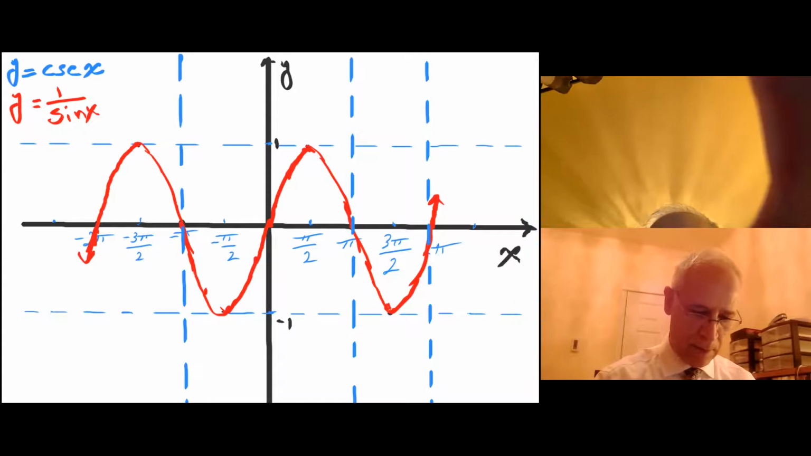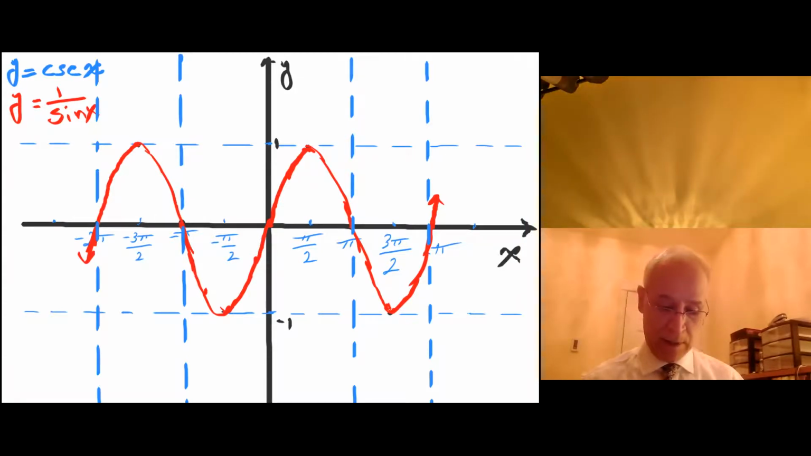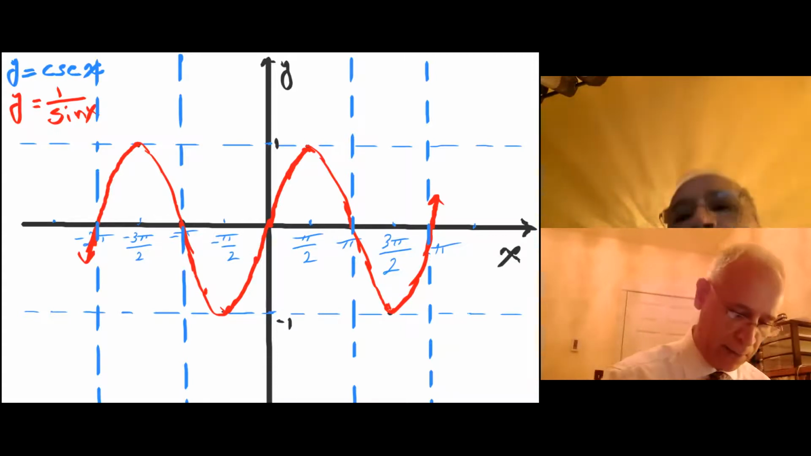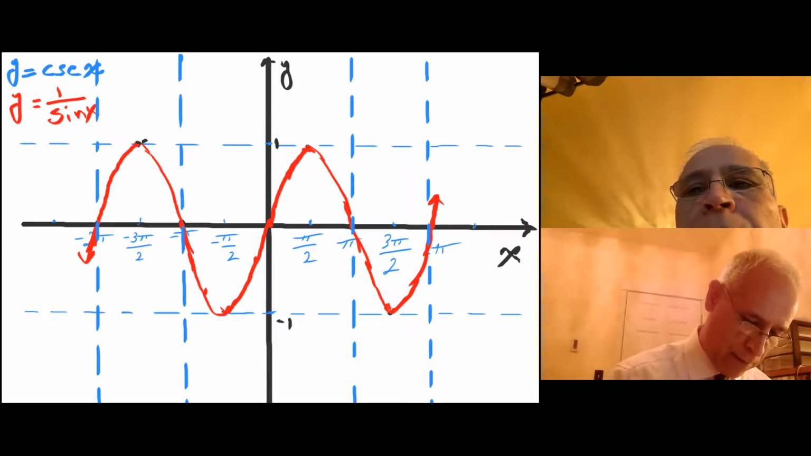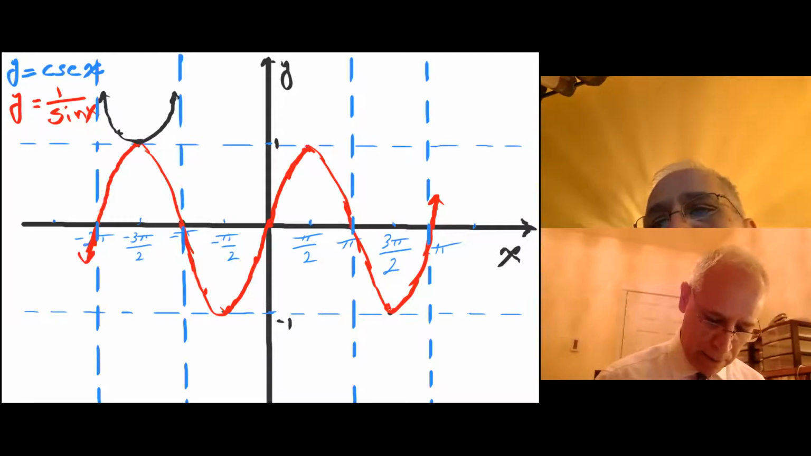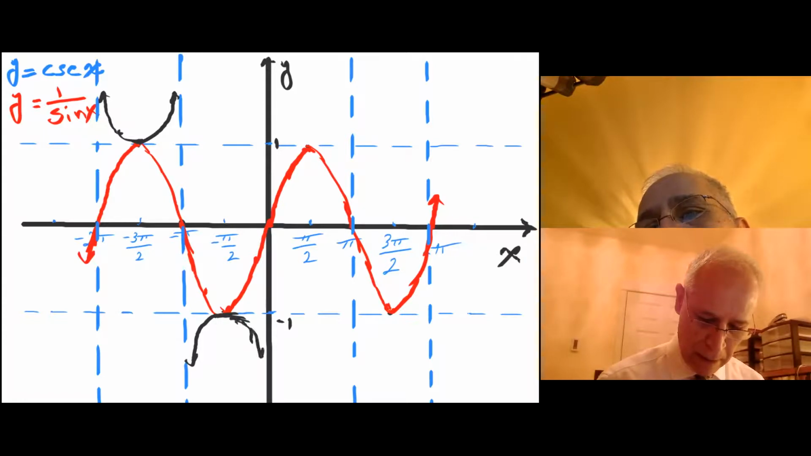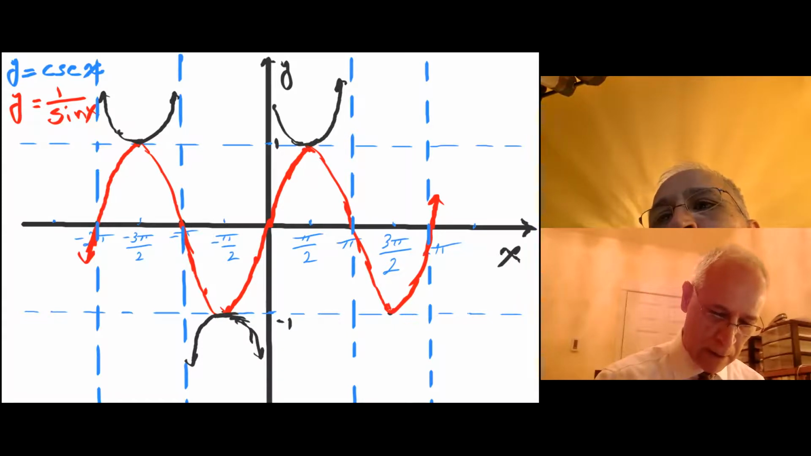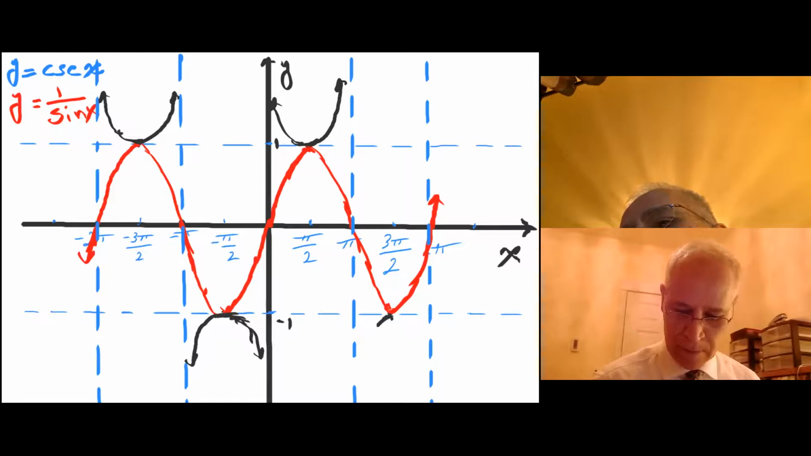And so, I know the graph of sine oscillates between -1 and 1. So the graph of cosecant of x is simply a curve that is going like this, and this is going like that, and this is going like this. So you really don't have to do a ton of work for the graph of cosecant of x.